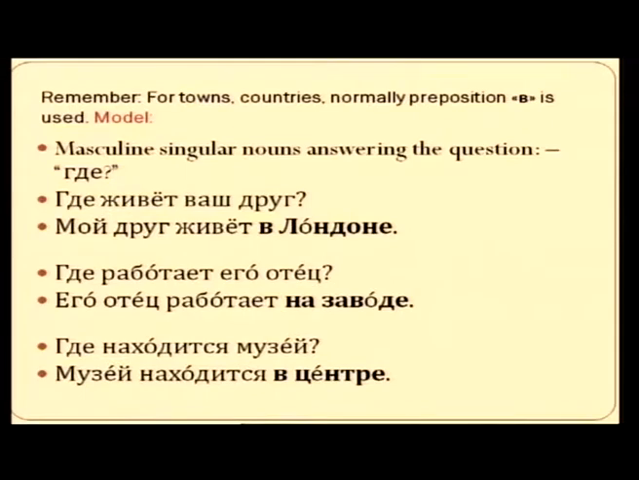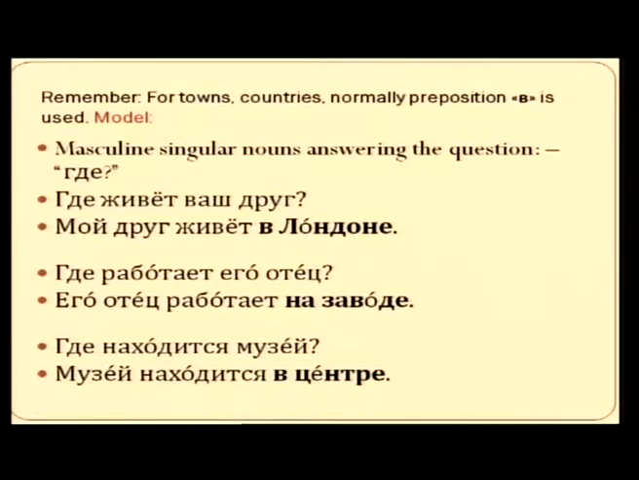Let us pay attention to the sentences now. Где живет ваш друг? Here we have conjugated the verb жить according to друг. Он живет. Где? Мой друг живет в Лондоне. Here London has been used with the preposition в. As we have said, for towns and countries we normally use the preposition в. That is why we have used в with London. Мой друг живет в Лондоне.